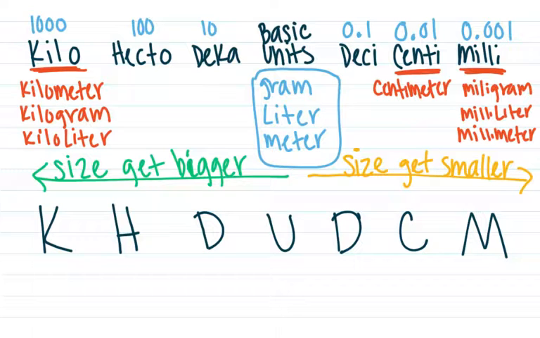Now what's really cool about that is there's actually a shortcut to that. Moving decimal places is the same as dividing by 10 and multiplying by 10.